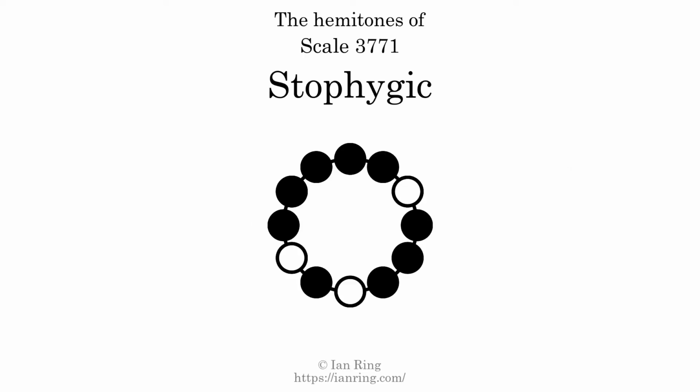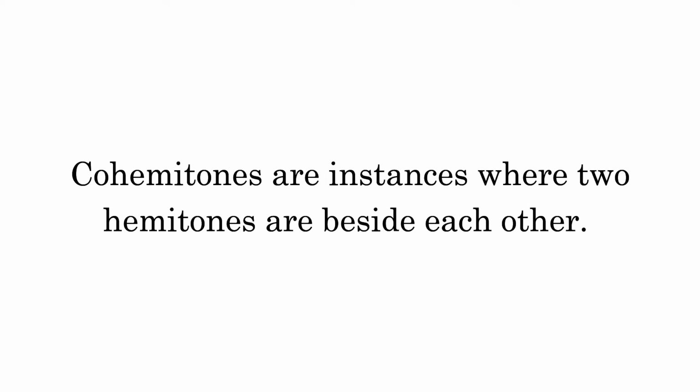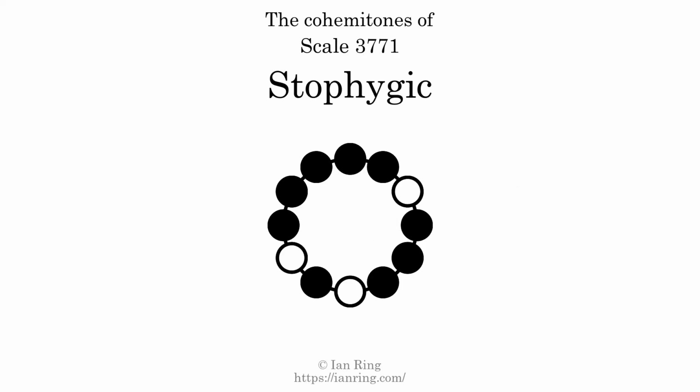This scale has 6 hemitones. They are at positions here, here, here, here, here, and here. Cohemitones are instances where two hemitones are beside each other. This scale has 4 cohemitones. They are at positions here, here, here, and here.